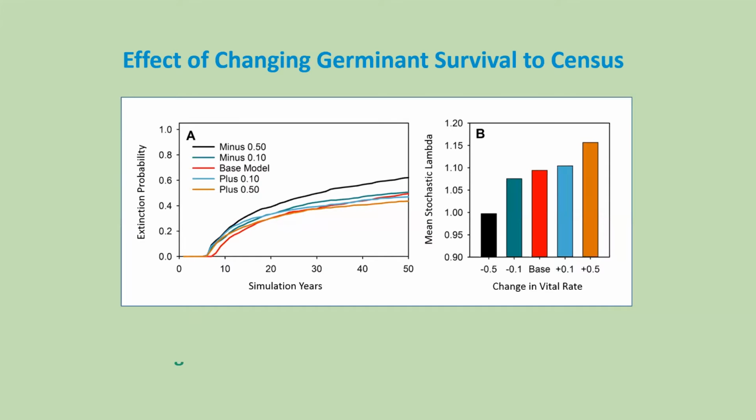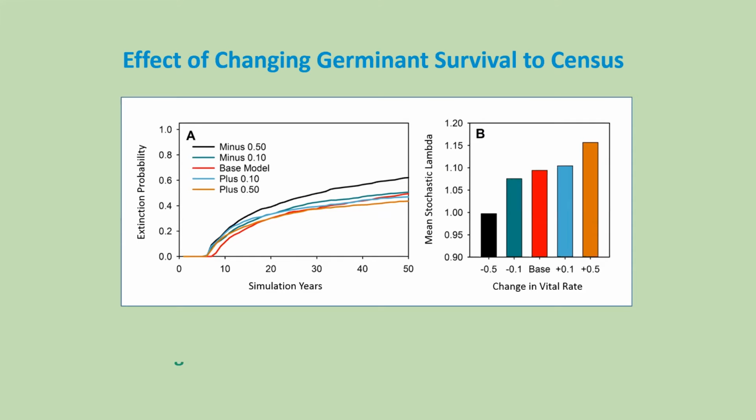So what I'm going to show you, just to give you an idea of how this works, is what happens if you change these key vital rates. How do they affect, on the right-hand side, mean stochastic lambda? And on the left-hand side, how do they affect the probability of extinction within 50 years? I've got to tell you, this is just for our teeny tiny little plot. These extinction probabilities don't apply to the whole species. They just apply to this tiny population that Renee was able to collect data from. But it gives you relative differences. This is all about relative differences.